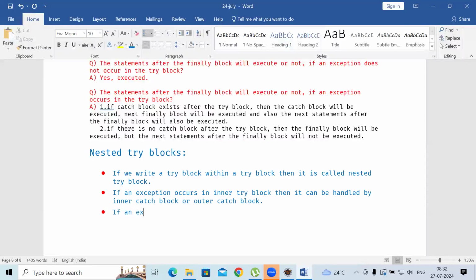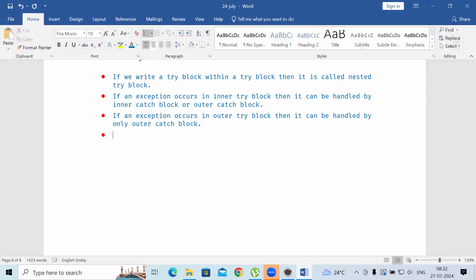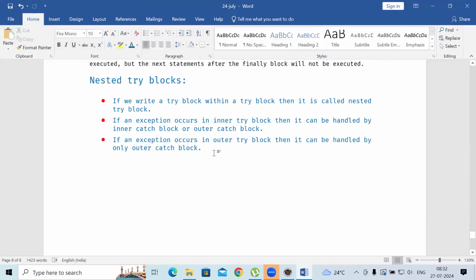Next, if an exception occurs in the outer try block, then it can be handled only by the outer catch block. That's what I'm trying to say. This is the complete explanation of nested try catch blocks. Can we write a try block in a try block? Yes, we can. This concept is called nested try blocks. Am I clear so far?